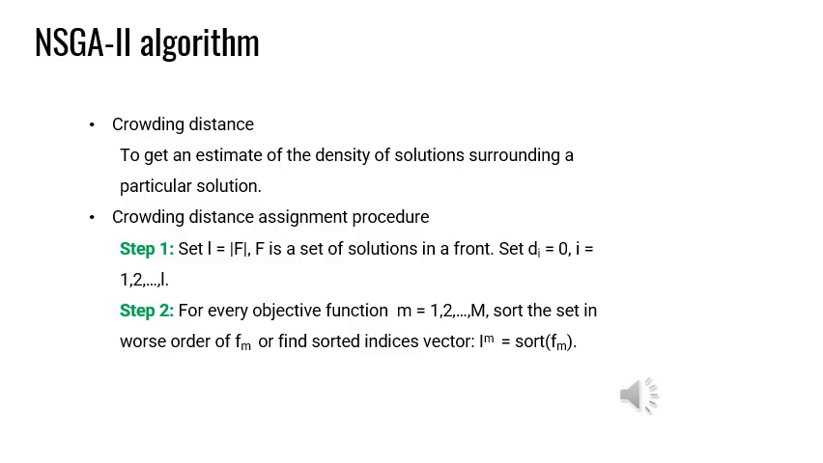So the crowding distance assignment procedure involves the following steps. First we should initialize, which means that we should have set I, which is a set of solutions in a front, and then we should initialize the distances d_i, where i is an integer from 0 to L. And then the next step is the objective sorting. So for every objective function, we should sort the set in the worst order of f_m and find the sorted indices vector I_m.